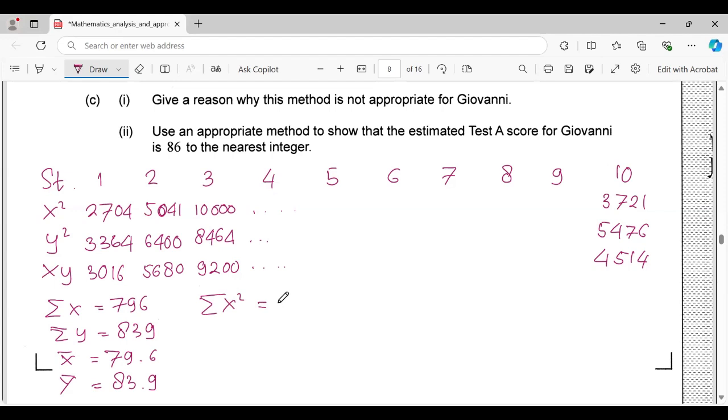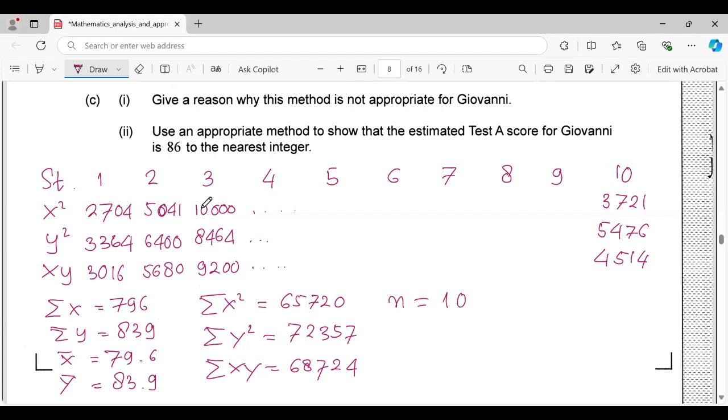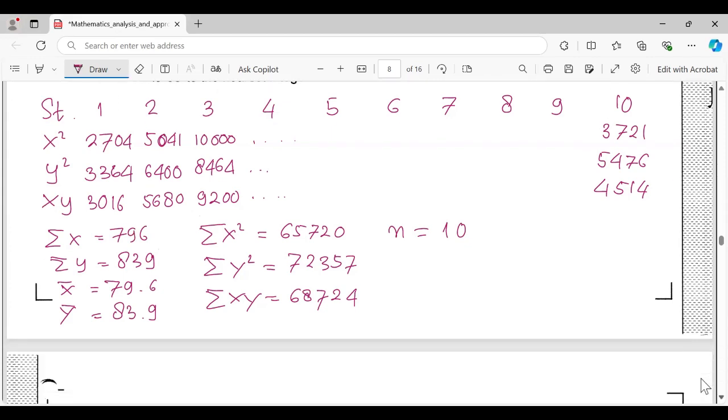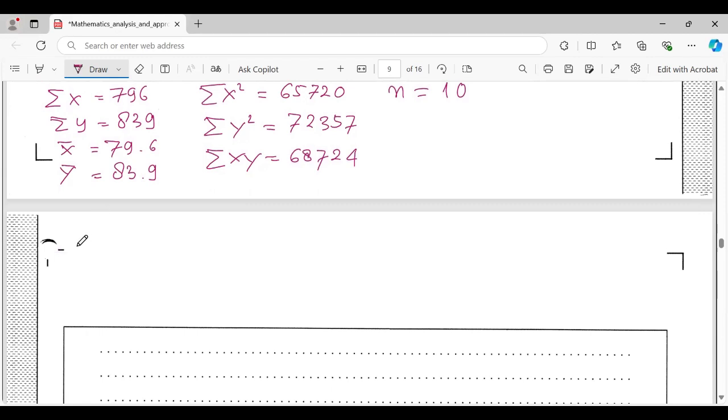Sigma X squared is 65,720. Sigma Y squared is 72,357. Sigma XY, 68,724. I already calculated. And N, don't forget, N is 10: 1, 2, 3, 4, 5, 6, 7, 8, 9, 10 students. So that's why N equals 10.